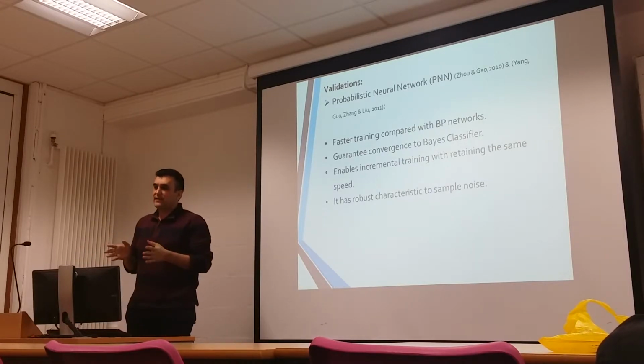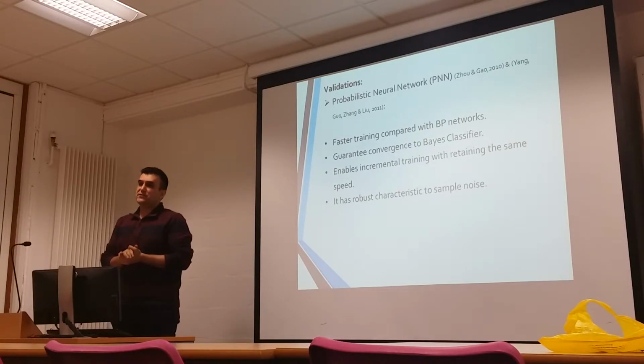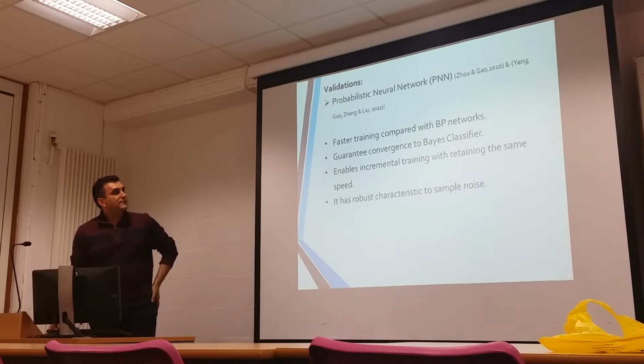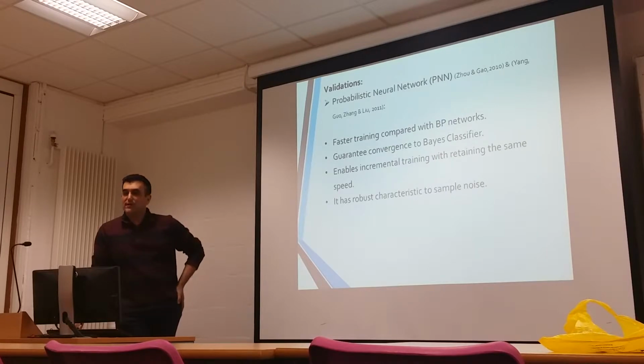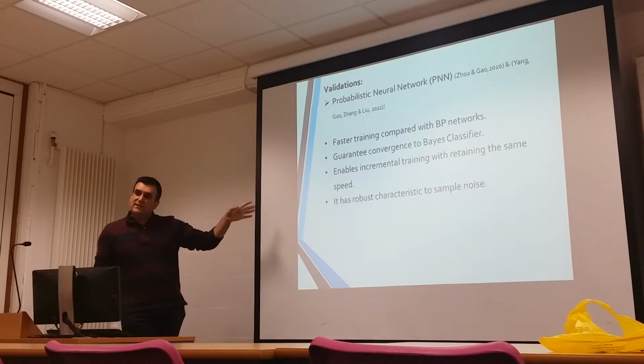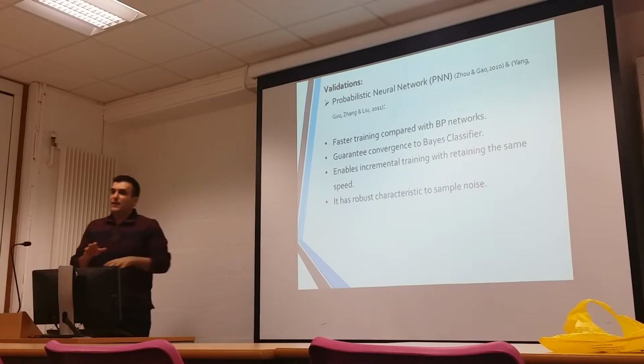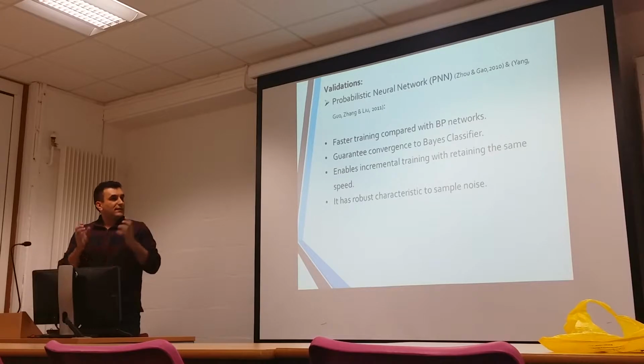Comparing with other techniques that have been used for classification before this technique was proposed, most of the research used backpropagation artificial neural networks to classify the faults. When the probabilistic neural network was proposed, some research was done for this purpose, and they compared the result with the backpropagation. They proved that the probabilistic neural network has faster training compared with these traditional techniques.